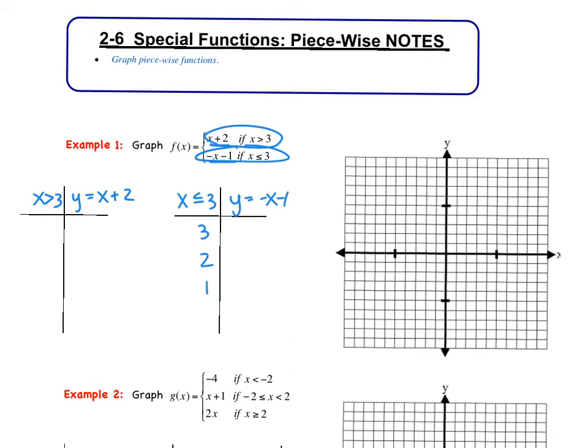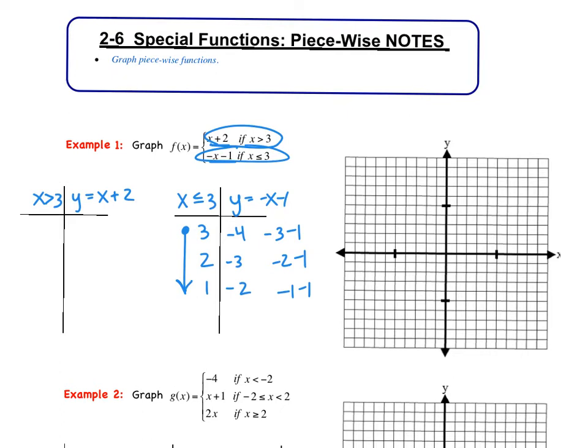To find y, I need to plug those numbers in. So if I plug in 3, I get negative 3 minus 1, which will give me negative 4. Negative 2 minus 1 will give me negative 3. And negative 1 minus 1 will give me negative 2. Okay, if I have less than or equal to, that's going to be a closed circle heading in the other direction.